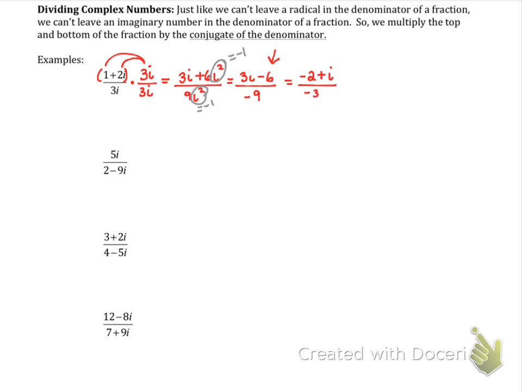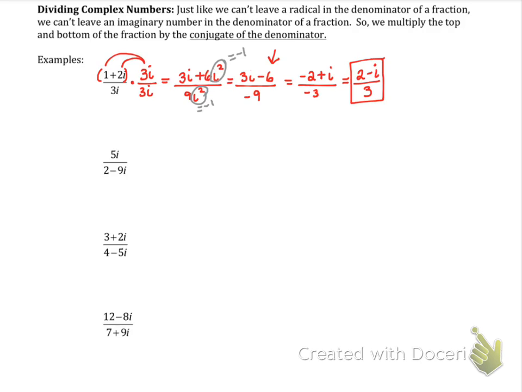So for the proper form, we really don't like to have negatives on the denominator, so that negative is going to flip the top. So we're going to get 2 minus i over 3 as my final answer.